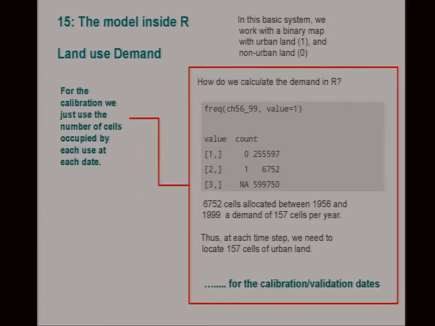Right, how do we calculate it in R? There we go. Very simple, frequency command. There we can see we had 6,752 cells allocated to urban. That's a demand of 157 cells a year. So at each time step we need to locate 150 cells of urban land.